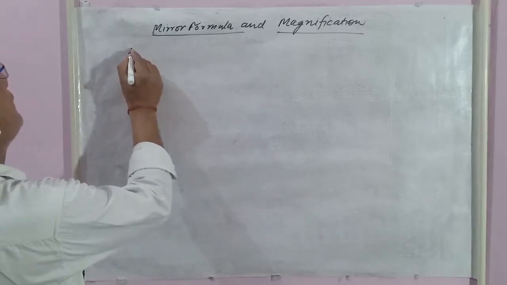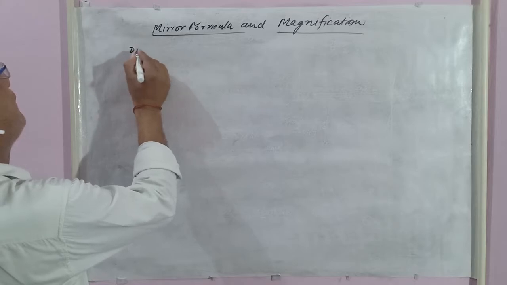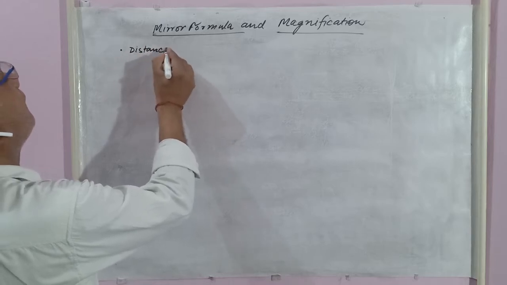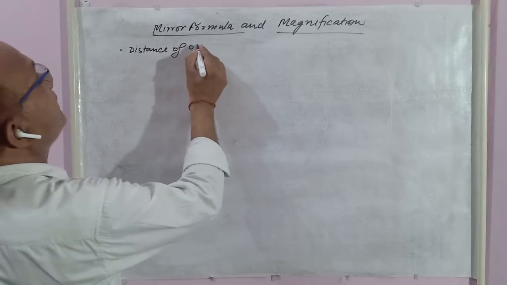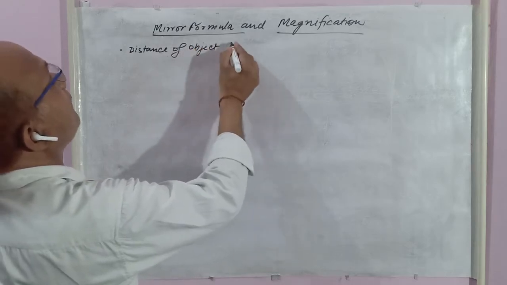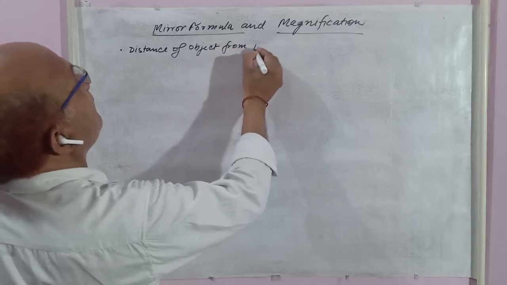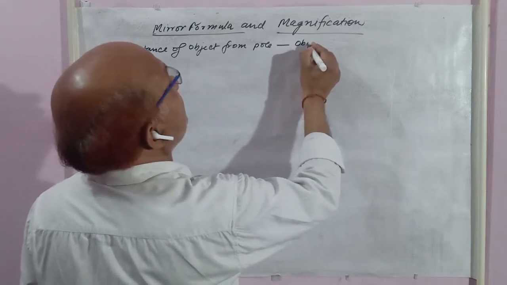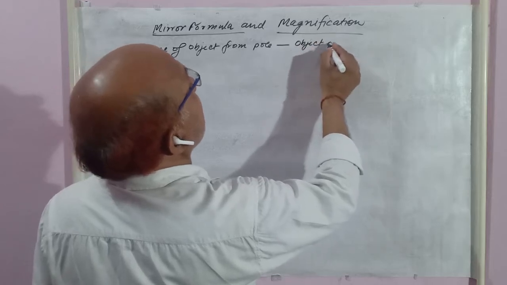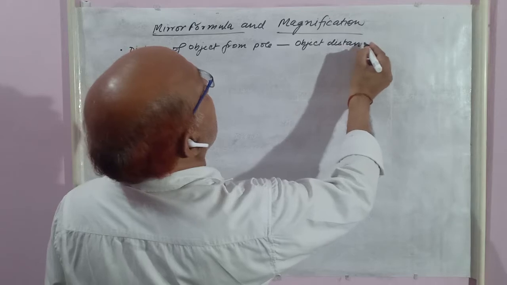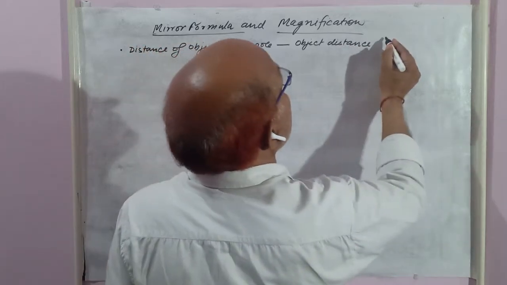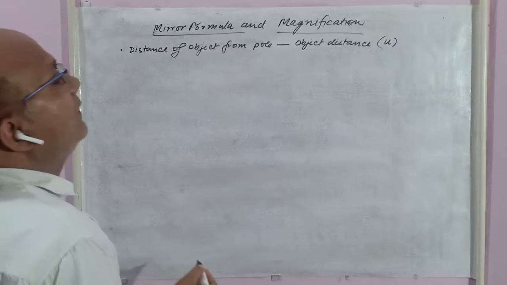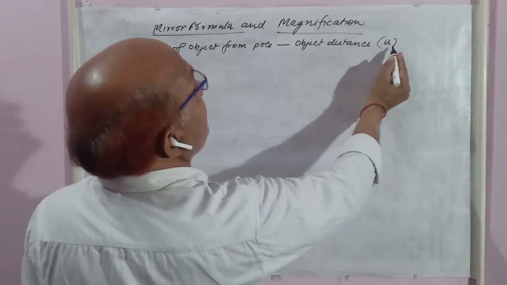Actually, the distance of the object from the pole is called object distance, and it is denoted by the letter U. So, distance of object from pole, it is called object distance and it is denoted by U.